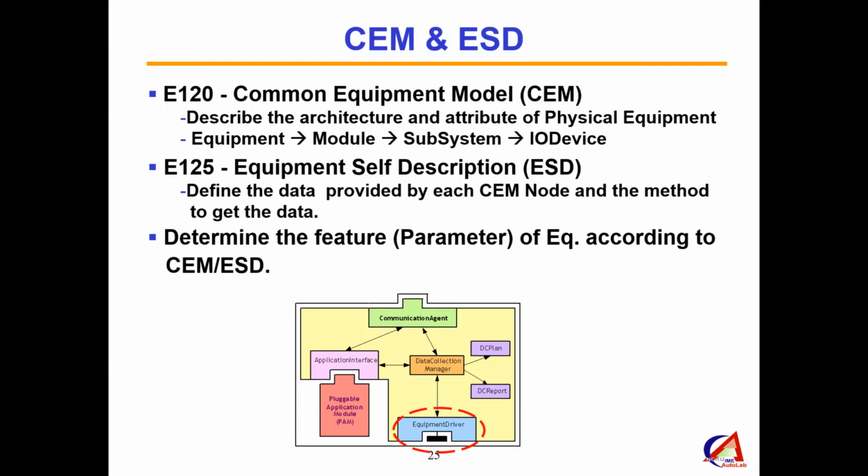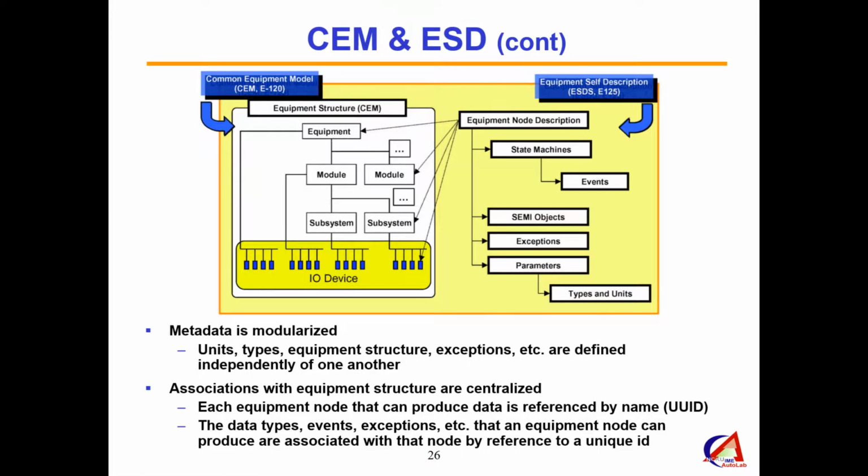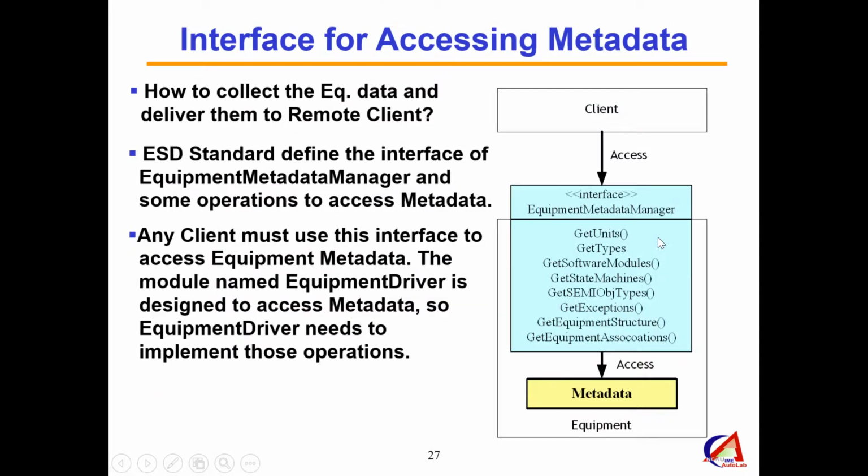Then how to define the CEM and ESD, the common equipment model and the equipment self-description. Then how to define the feature, the parameters of equipment according to CEM and ESD is this portion. Okay? So you see, CEM and ESD, just use this. This is CEM, this is ESD. Use that one to define. Do you remember the ESD will define this method, right? The client will access this method through the metadata to do so.